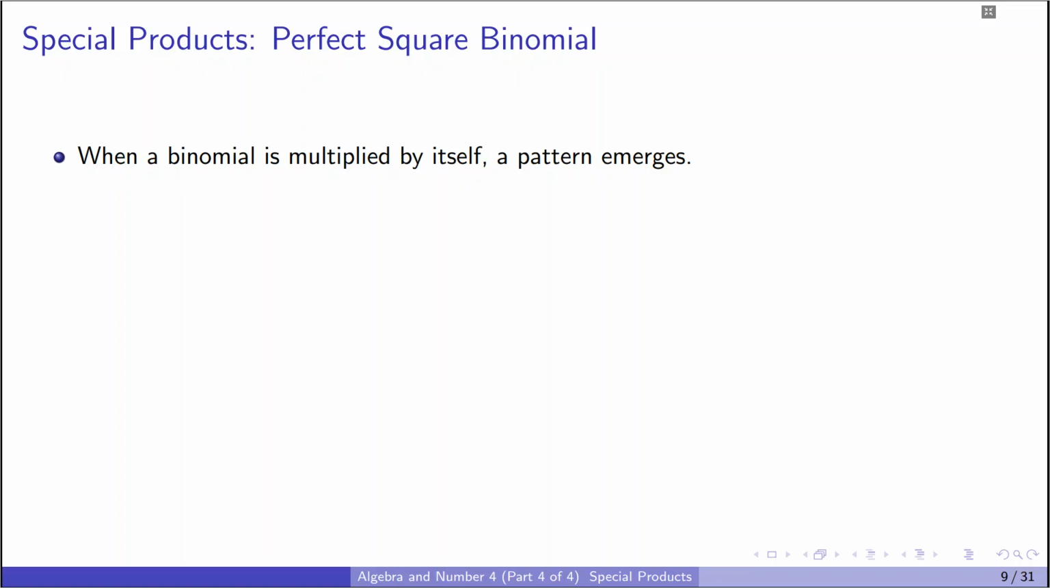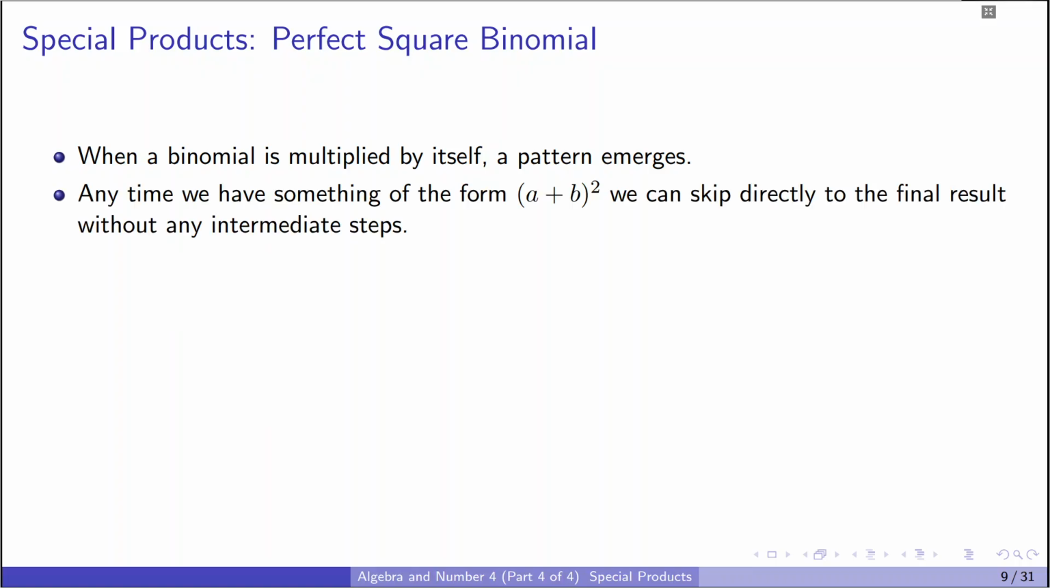So when a binomial is multiplied by itself, a pattern emerges. It's a perfect square binomial. Anytime we have (a plus b) squared, we skip directly to the final result without any intermediate steps. So these are the intermediate steps. Fight the instinct to call this a squared plus b squared. When we work it out, we'll see why.